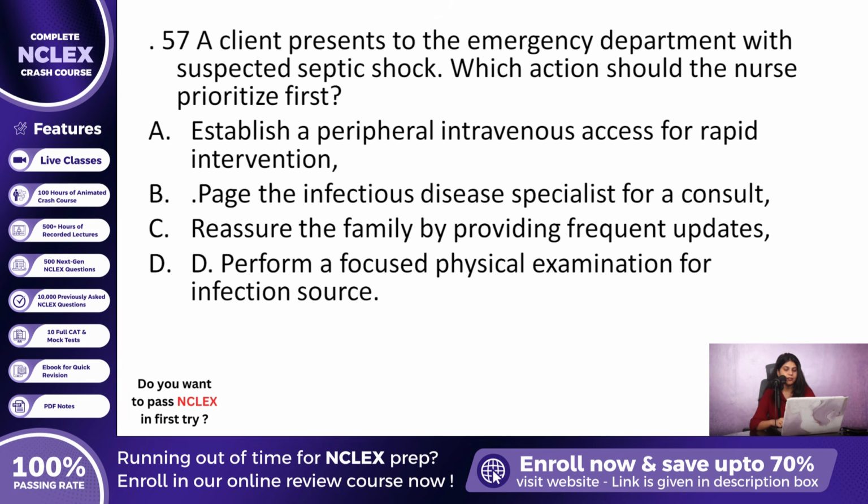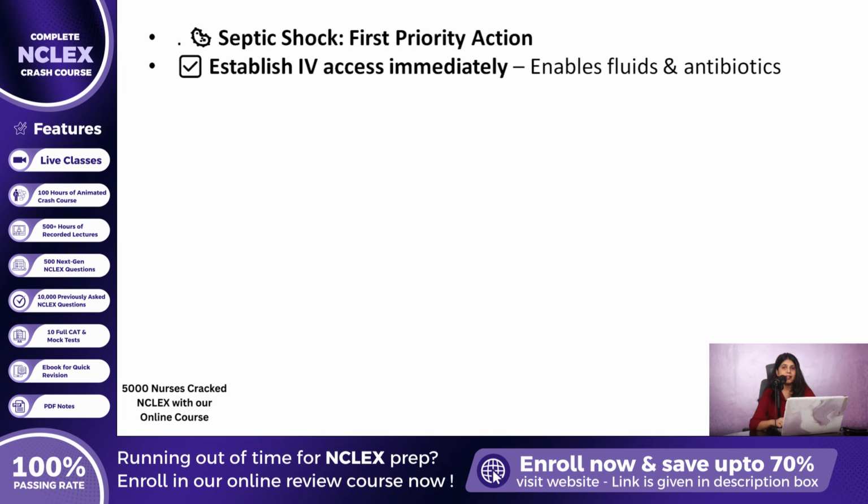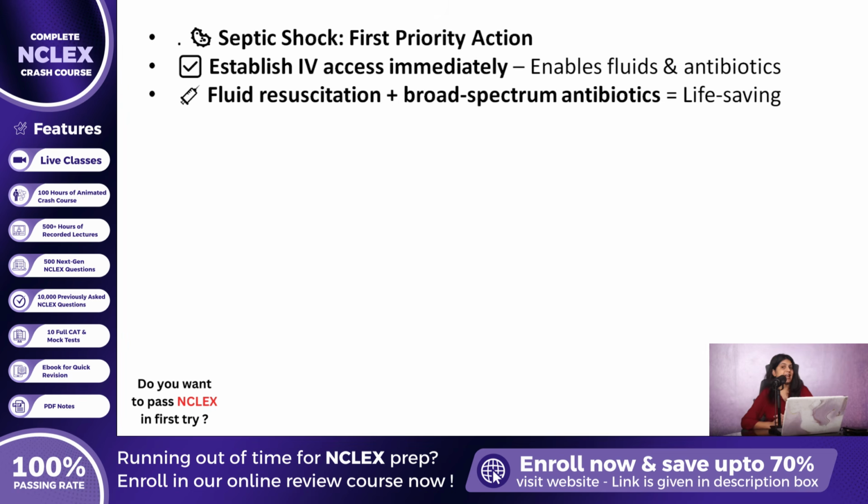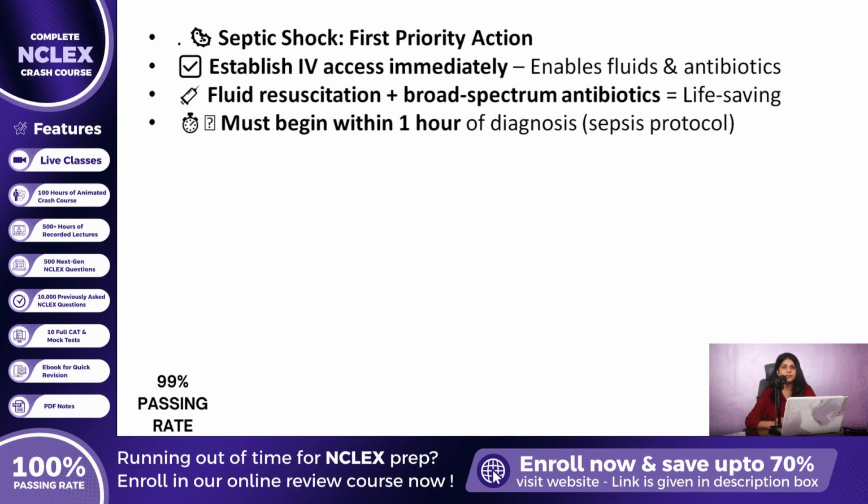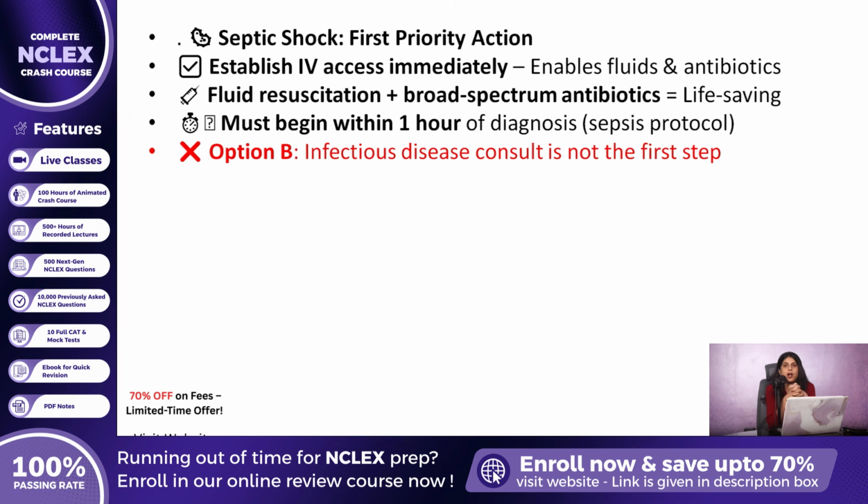The correct answer is option A, establish a peripheral intravenous access for rapid intervention. Here is the rationale. Septic shock is a life-threatening condition that requires immediate fluid resuscitation and administration of broad-spectrum antibiotics. Establishing intravenous access is essential for delivering these interventions within the first hour of diagnosis, as recommended by sepsis treatment protocols. Option B, consulting infectious disease, may be done later but does not take priority.